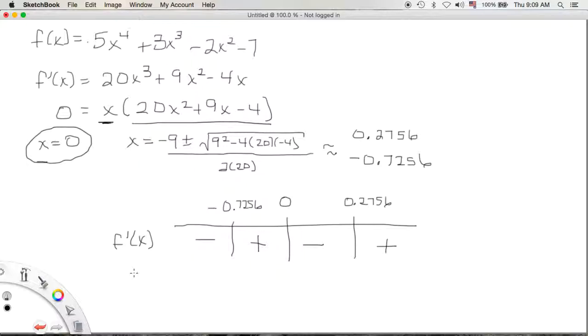So what does that mean about the function? That means that the function along this interval here is decreasing, and then it has a minimum, and then it's increasing, and then it has a maximum, and then it's decreasing again, and another minimum, and then it's increasing.